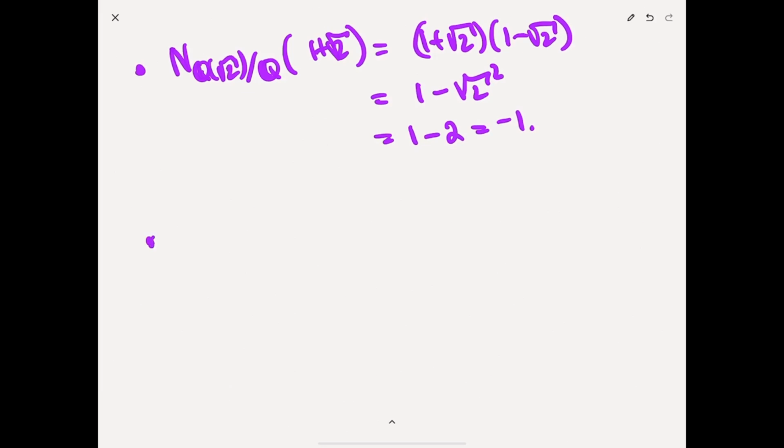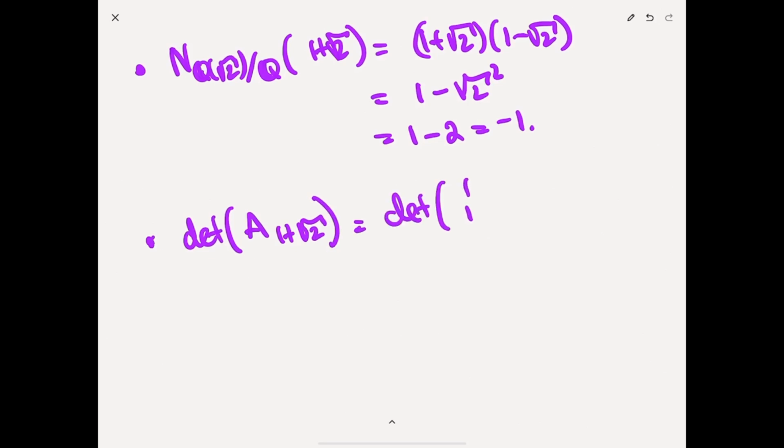So the determinant of this matrix A of 1 plus the square root of 2, the determinant of the matrix (1, 1; 2, 2), is 2 minus 2, which is 0. What do I do here?